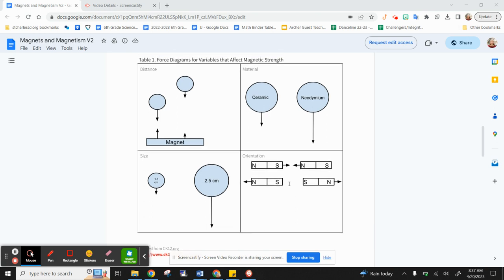So on your journal, when it asks you to draw a force diagram, you can use one of these examples as well. Make sure you label which type it is. Is it a distance one, material, size, or orientation diagram?